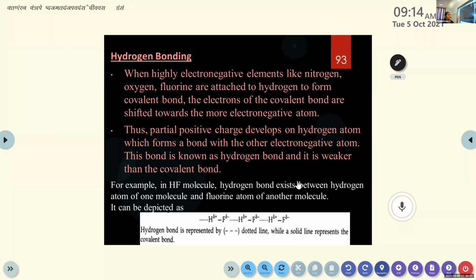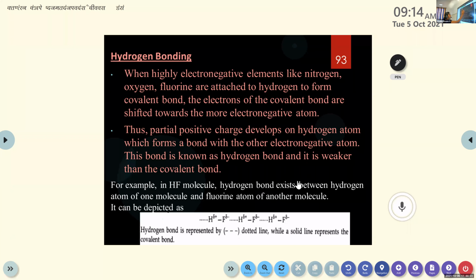Based on this, the electronegative atom will get a partial negative charge, and the hydrogen will get a partial positive charge. And this hydrogen will form a hydrogen bond with the same atom in a molecule or with different atoms in a different molecule. That is hydrogen bond.